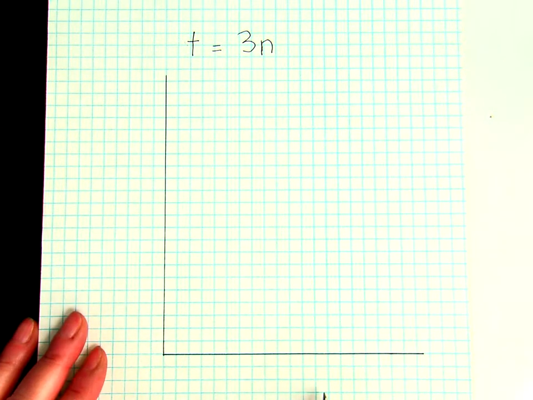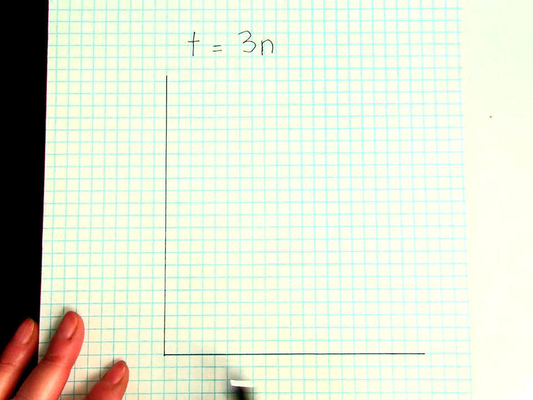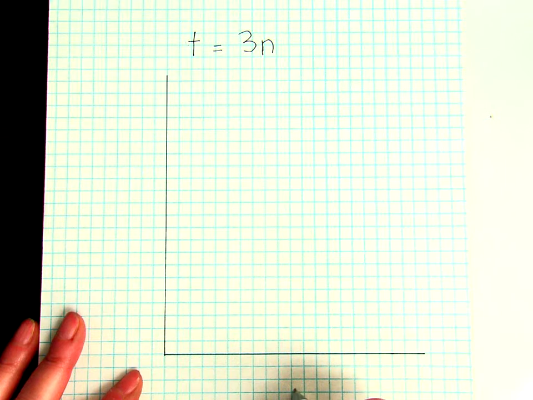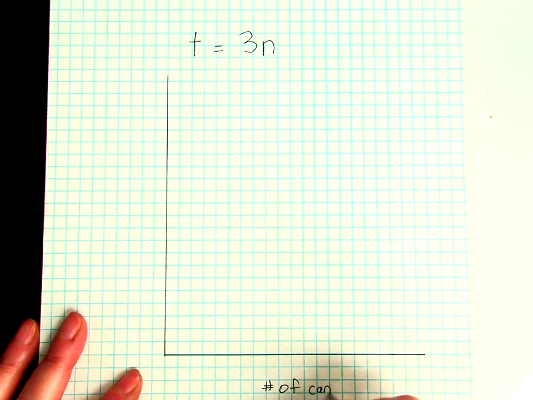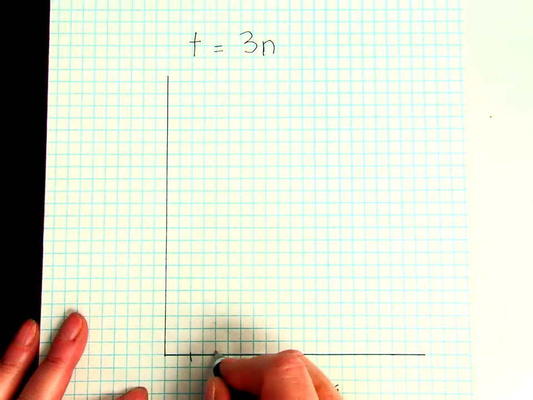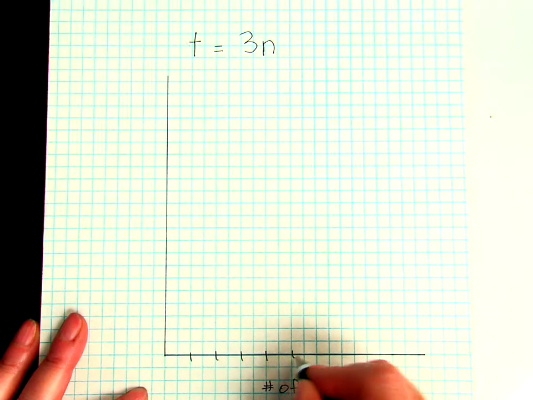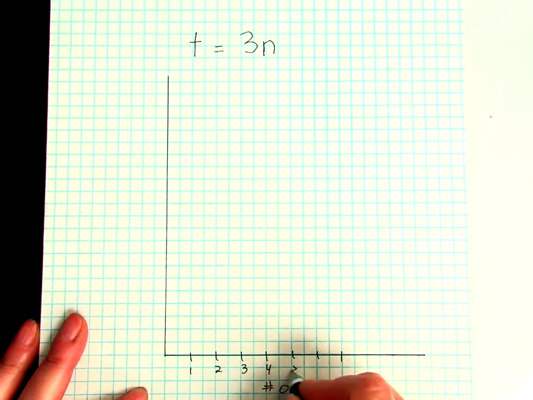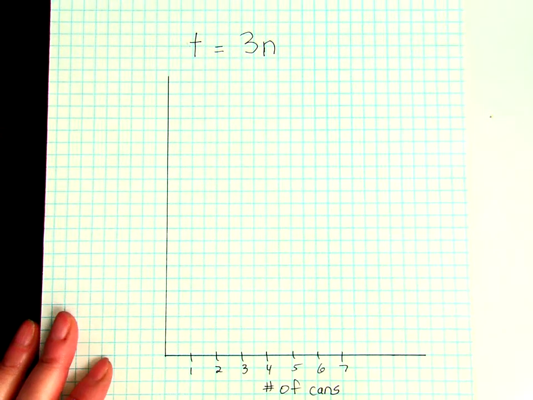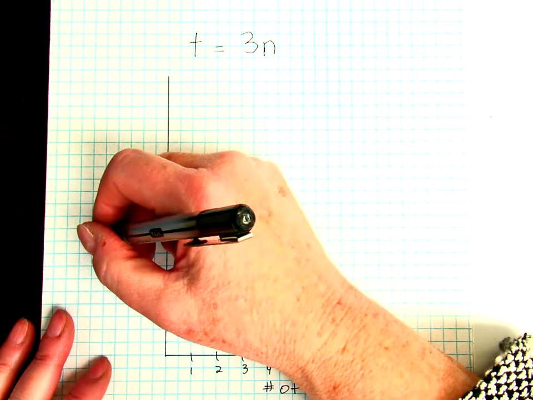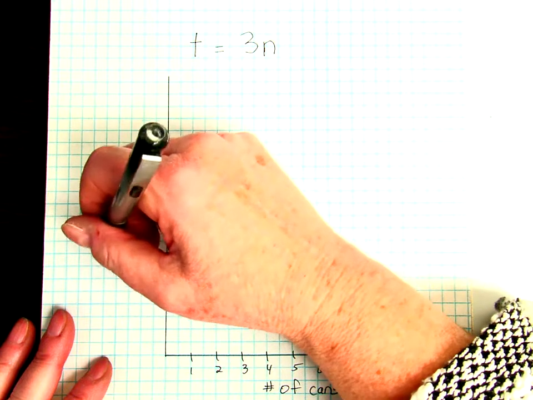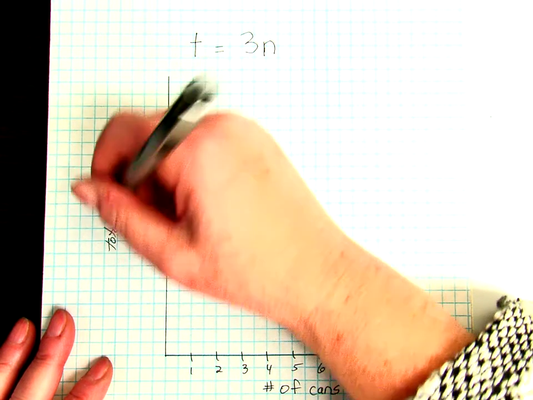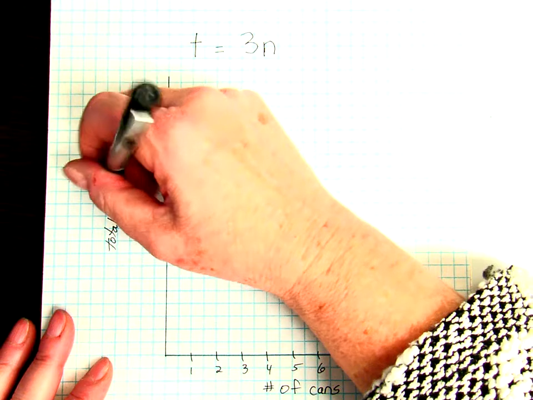Okay, so down here we are going to put our independent variable, which is our N, which is the number of cans. And we'll spread out our data a little bit. So 1, 2, 3, 4, 5, 6, 7 cans. And on this side, it's going to be the total number of balls.